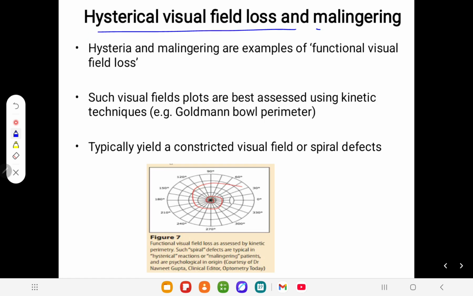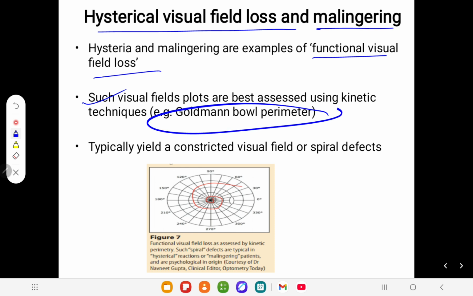Hysterical visual field loss and malingering. If there is hysterical or malingering functional visual field loss, such a visual field plot is best assessed with the kinetic test, meaning Goldmann perimetry. In this case, you see this type of pattern, a spiral defect. This is a particular defect you can see, and I think this question will appear in your MCQs. There is a chance. Okay, hysteria or malingering, which type of visual field defect will you see? Artifact, basically. If you don't know whether it's a defect or an artifact, definitely artifact. It's called a spiral defect. Okay, it's very important.